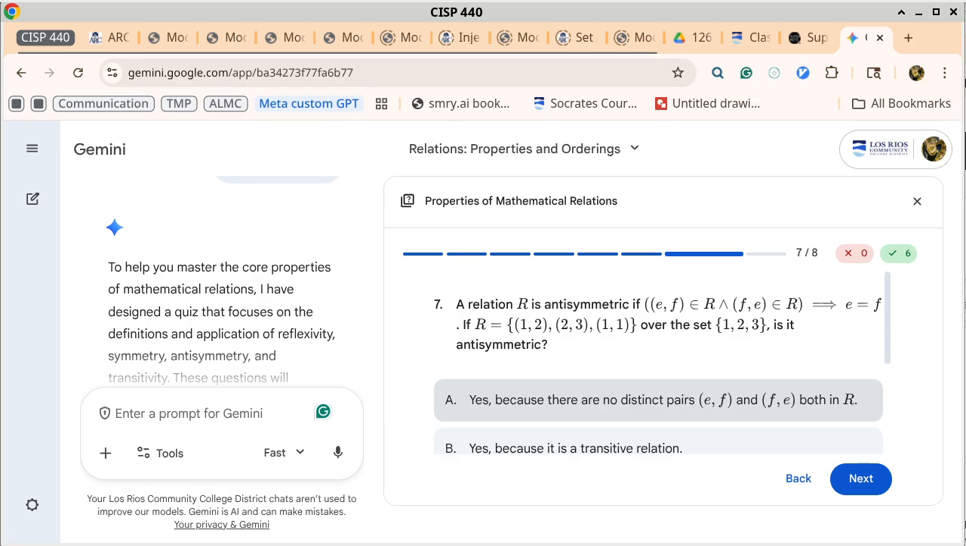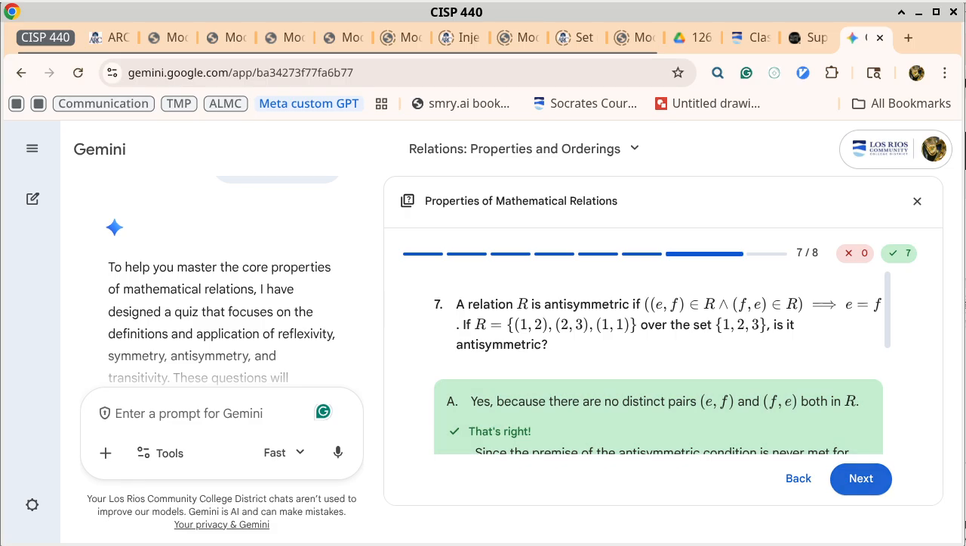It should be answer A, because there are no distinct pairs, EF and FE both in R. But the way it says distinct pairs is a little bit tricky because it implies E and F cannot be the same. We can make those tuples exist by making E and F both be 1 at the same time. But that would make EF and FE exactly the same tuple, which means those pairs are no longer distinct. So answer A is the correct answer here.